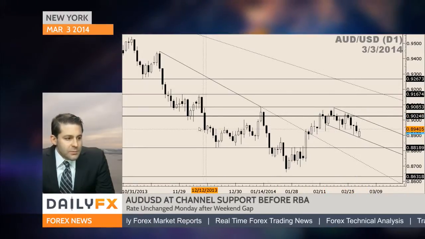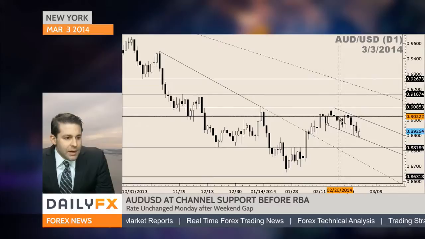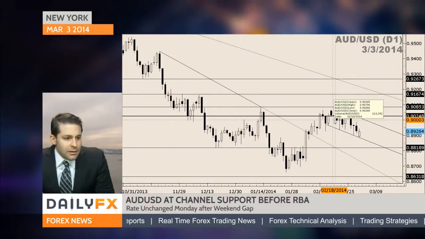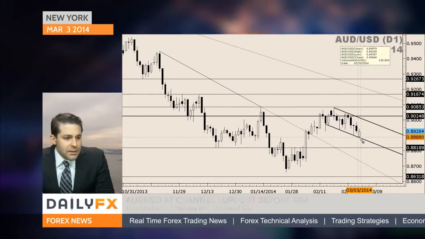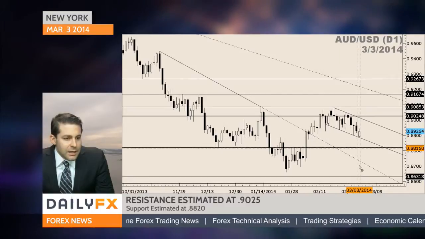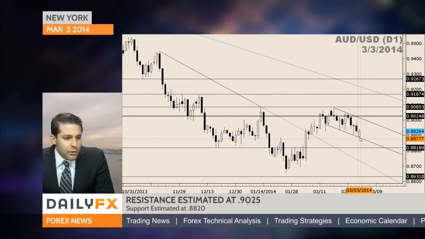So where would resistance be? Well, I'm looking at resistance at 90.25 or so, to close from here on the 18th. If indeed the reaction to news tonight is negative, then I would look for support at 88.20.